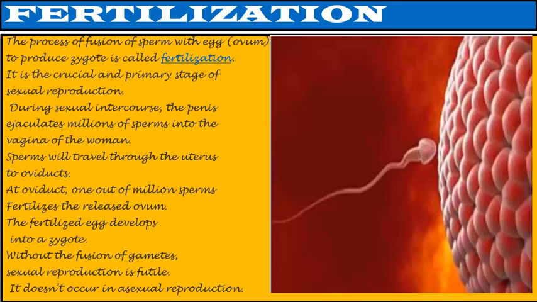During sexual intercourse, the penis ejaculates millions of sperms into the vagina of the woman. Sperms will travel through the uterus to oviducts or fallopian tube. At oviduct, 1 out of million sperms fertilizes the released ovum. The fertilized egg develops into a zygote. Without the fusion of gametes, sexual reproduction is useless or futile. It doesn't occur in asexual reproduction.